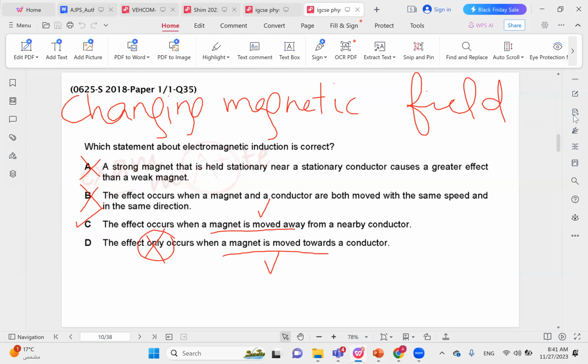The effect only occurs when the magnet is moved towards the conductor. This is incorrect. It could happen if the magnet is moved away from the conductor. So as I said, the difference between C and D is very slight. It's this idea of only. You're restricting your answer to moving the magnet towards the conductor, which is incorrect. Both of them are, in fact, correct, and both of them would create electromagnetic induction. So here, because C does not have the word only, we choose C as the correct answer.